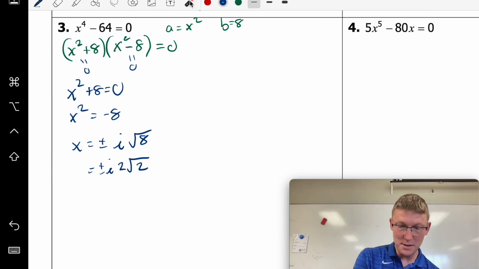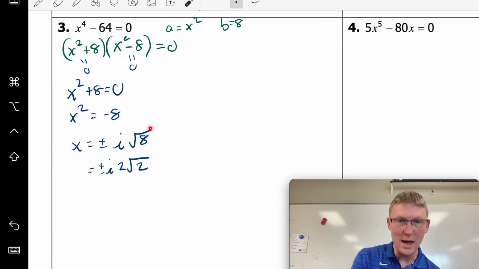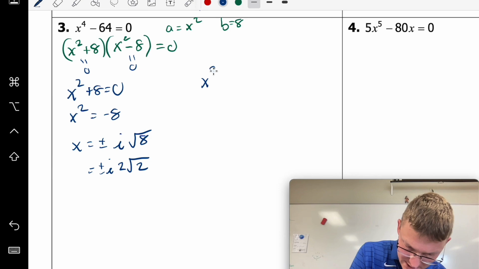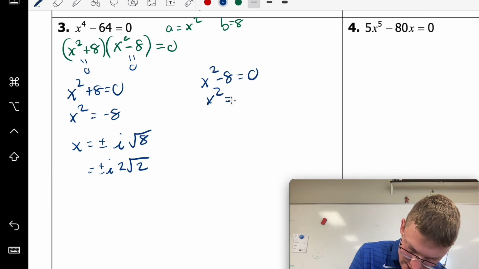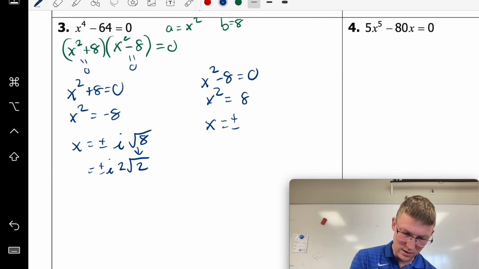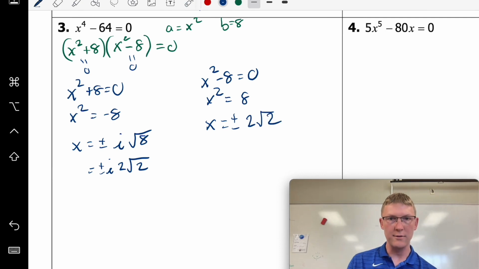So yes, I skipped a couple of steps right here, but we hit how to simplify these pretty hard. So if you still need work with that, let me know, and we'll get some more practice going. Okay, the other side, we got x squared minus 8 equals 0, plus 8 to both sides. So x squared equals positive 8, x equals square root of 8. So we're going to say plus or minus, and we already know what the square root of 8 is. So I'm just going to go straight into 2 square root of 2.